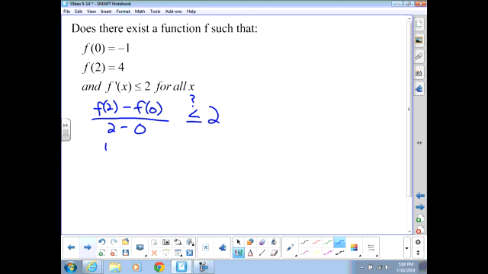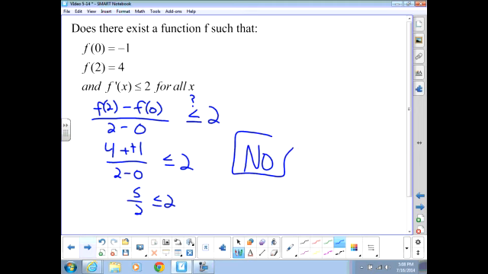Well, f of 2 we know is 4, minus f of 0, which is negative 1, all over 2 minus 0, less than or equal to 2. Well, this becomes a plus, so we get 5 halves, less than or equal to 2. 5 halves is really 2.5. 2.5 is not less than or equal to 2. So therefore, no, there is no function that can have those two values and still have the derivative be less than or equal to 2 always. Basically, to grow enough from 0, negative 1 to 2, 4, you would have to have a slope some point bigger than 2.